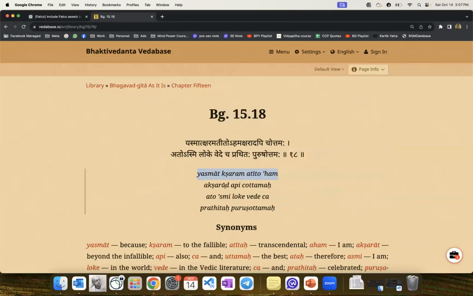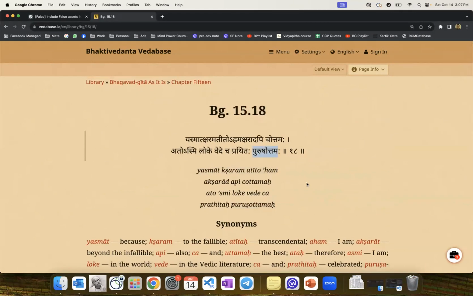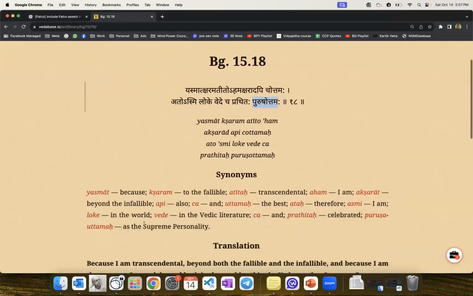Yasmat ksharamati toham aksharado apichottamah atosmi loke vedecha prathitah purushottamah. So I am that Paramatma, or I am that Purushottama. This chapter 15 of Bhagavad Gita is called Purushottam Yoga. Purushottam is another word for the supreme person, Purush Uttama, the supreme among all persons. So, this was a small digression.